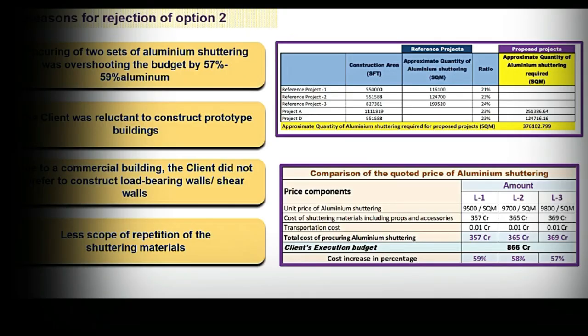But this suggestion was also not feasible because the client said they were not sure of their upcoming projects, what projects they are going to construct, or whether they are coming with more projects or not. That's why there would be very little scope of repetition of the aluminum shuttering work, and they did not want to lock their capital. And only procuring aluminum formwork for these four projects would be very high priced, increasing the budget by 57 to 59%. So they did not want to go ahead with this suggestion.